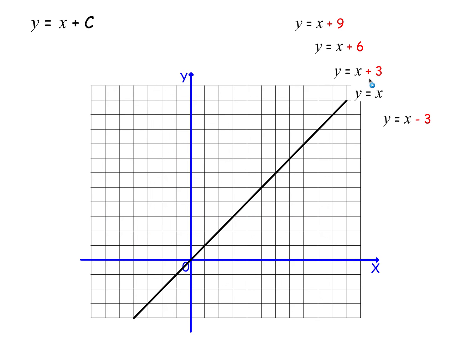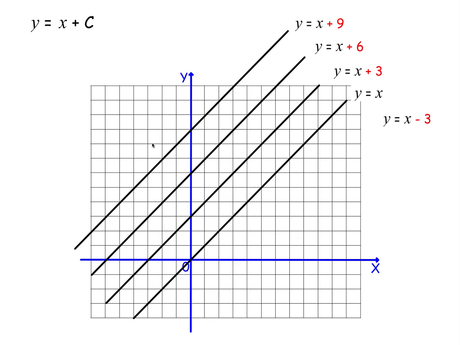There's y equals x. That's y equals x plus 3. Everything's shifted 3 units up. Goes through 0, 3 here. 6 units up, goes through 0, 6. 9 units up, goes through 0, 9 here. 3 units down, goes through 0, negative 3 here.